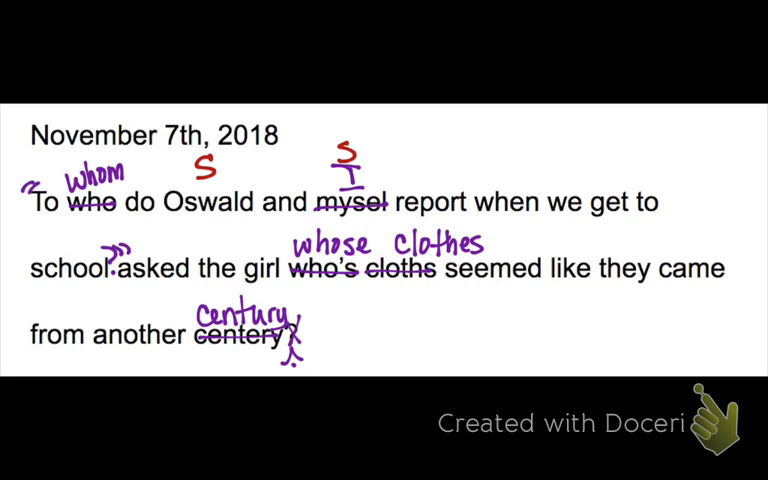What is and? A conjunction. Very good. A conjunction. What do Oswald and I? What about Oswald and I? Report. Report. What about the other verb? Oswald and I do report. Okay.